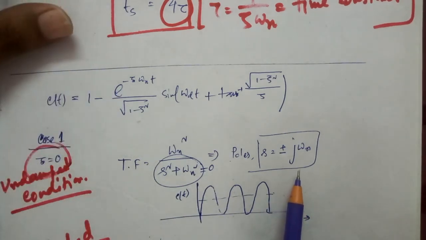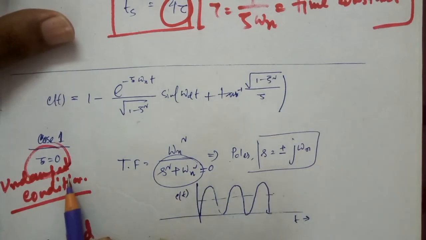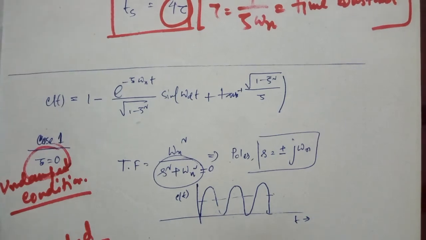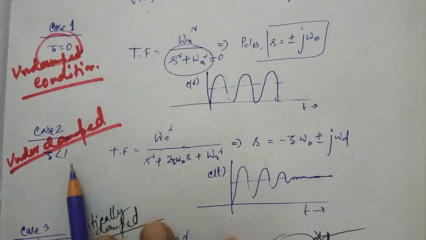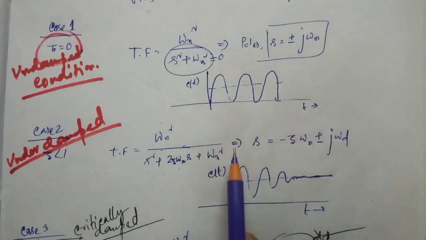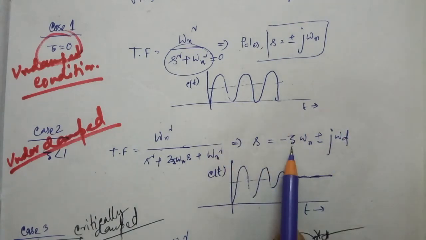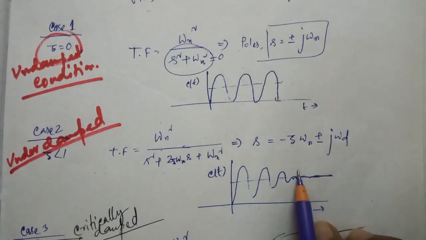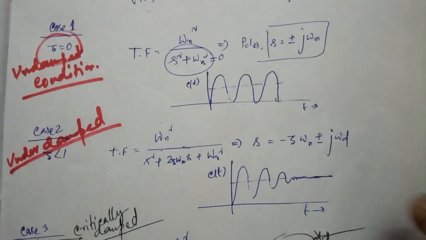Now we have seen two plots, one for zeta equal to 0, another for zeta equal to 1. But when zeta is less than 1, the pole location is this one. So as the zeta value is reducing, the real part value is reducing, meaning the plot will be something like this.